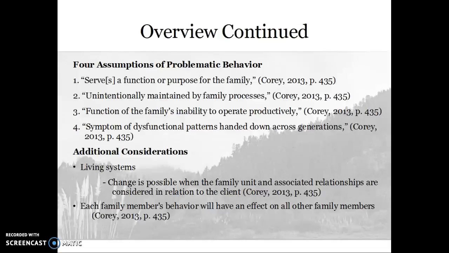Additionally, the family systems perspective believes that the family unit is a living system. Change is only possible when the family and each relationship within the family is considered in relation to the client. It is also of importance to note that each family member's behavior will have an effect on all other family members.